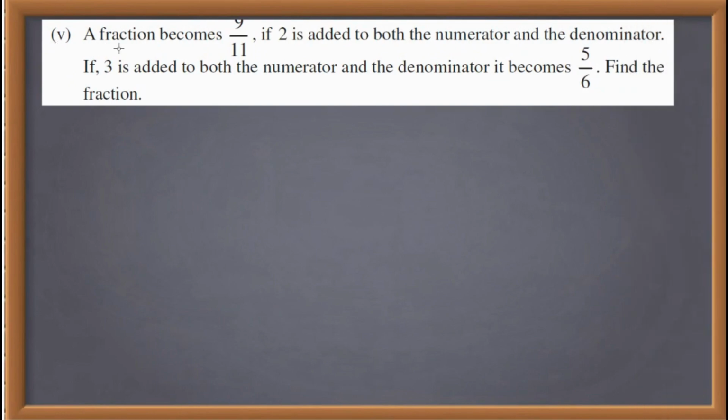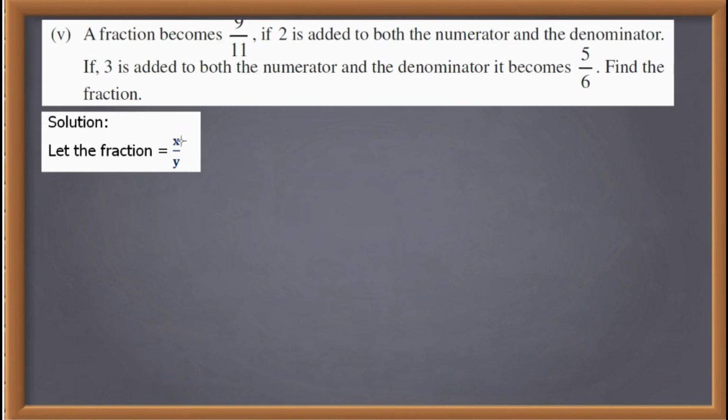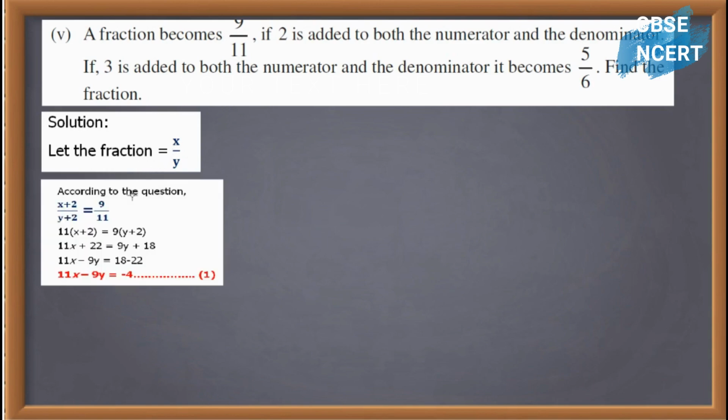Third question, fifth bit. A fraction becomes 9 by 11 if 2 is added to both numerator and denominator. If 3 is added to both numerator and denominator, it becomes 5 by 6. Find the fraction. So we have to find the fraction. I don't know the fraction. I will take it as x by y, where numerator is x and denominator is y. Clearly in the question, 2 is added to numerator as well as denominator, and it becomes 9 by 11. So the first condition is (x plus 2) by (y plus 2) is equal to 9 by 11.